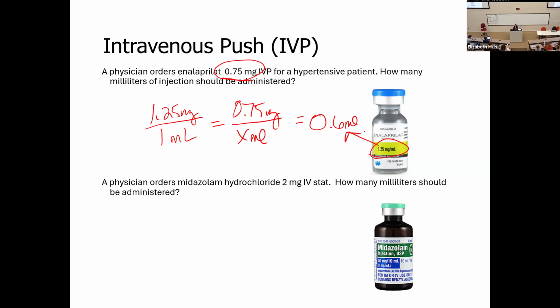So if I pull out 0.6 milliliters out of this vial, it will give me 0.75 milligrams to push. Okay. For this one, we know that we have 50 milligrams per 10 mLs of midazolam, which is 5 milligrams per milliliter. And I need 2 milligrams out of that vial. And how much is that? 0.4. Awesome. You did it. Okay, so if I pull 0.4 mLs out of this vial, it will contain 2 milligrams. Okay, all right.